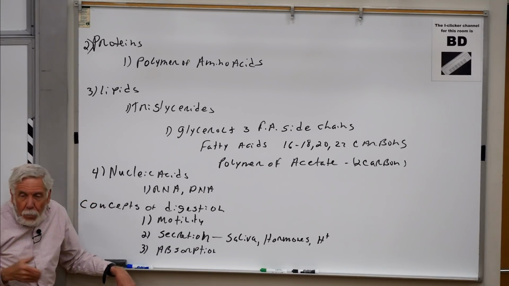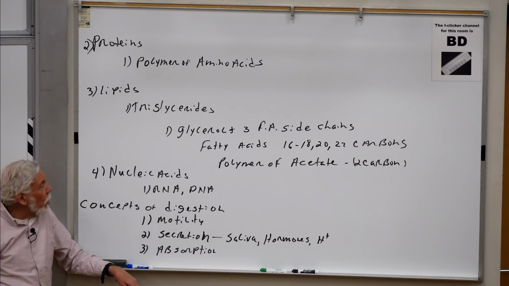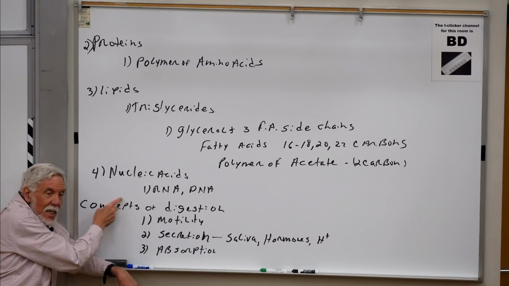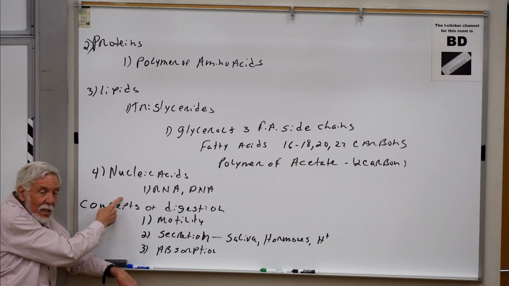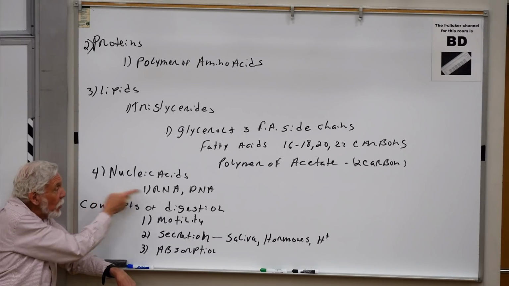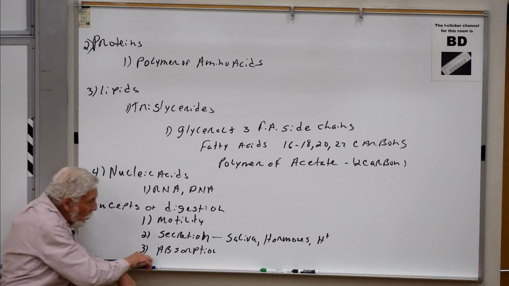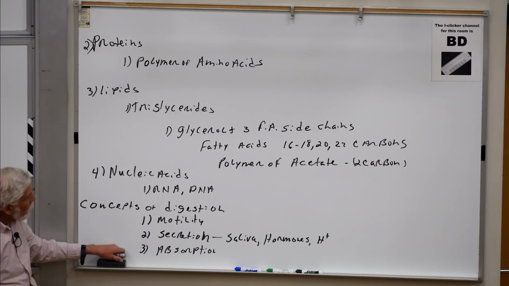Nucleic acids are an important part of a diet. We're going to skip right over it. We take in RNA and DNA. Anything we eat, we eat living things, whether they're plants or animals, and they all contain DNA and RNA. So this is also a component of the diet, and we'll break those down into their component parts as well.